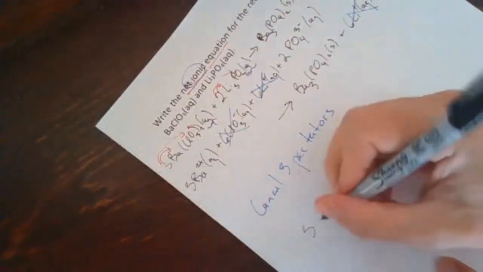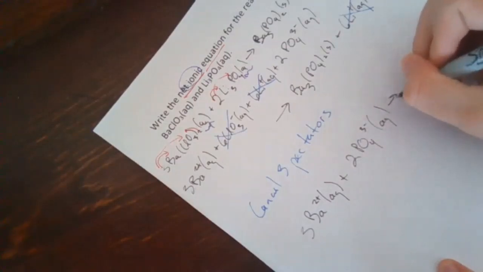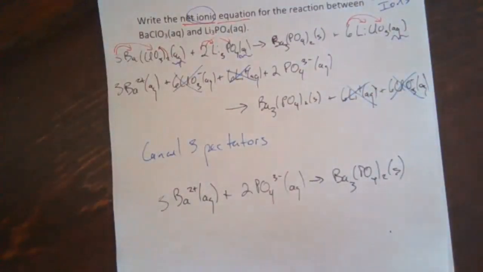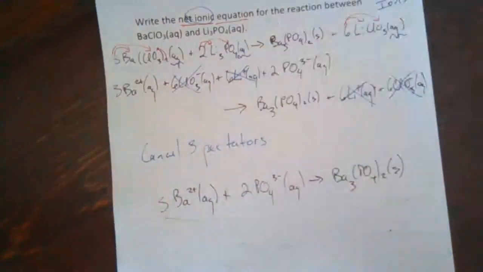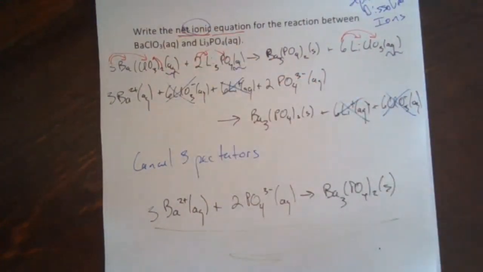So 3 Ba2+ aqueous plus 2 PO4^3- aqueous becomes Ba3(PO4)2 solid. And this is the net ionic. Net means you only focus on the change. Ionic means it's ions in there. And so the purpose of this is to show explicitly where the change is, right? Exactly what the chemical reaction that's happening is.